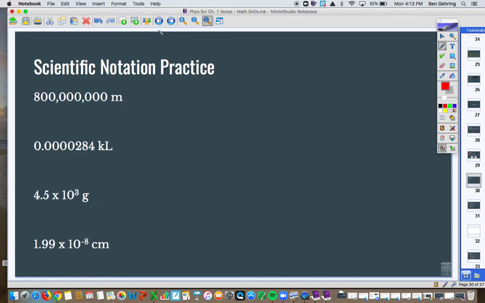So here's a chance for you to practice. 800 million meters, 0.0000284 kiloliters, 4.5 times 10 to the third grams, and 1.99 times 10 to the minus 8 centigrams. If you want to pause this page and try those in your notes, that'd be fantastic. I'm going to keep going because we have one more little bit to cover.